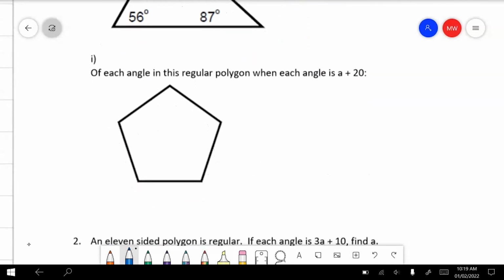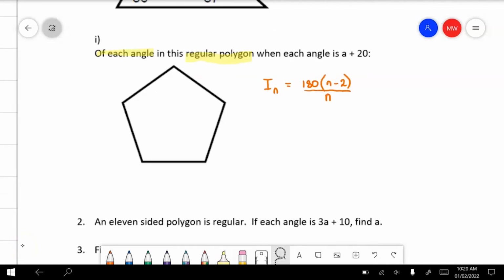And 1I, we have got a regular polygon again. So we know that all the angles are going to be equal. And we also want to know of each angle. So we need to know individual angles. So we're going to use the same formula as above, which is here. But this time, we might just make ourselves a note here that remember each angle is equivalent to A plus 20. So there'll be one extra little step into this one. So in other words, if we start to fill this out, each individual angle will be A plus 20.